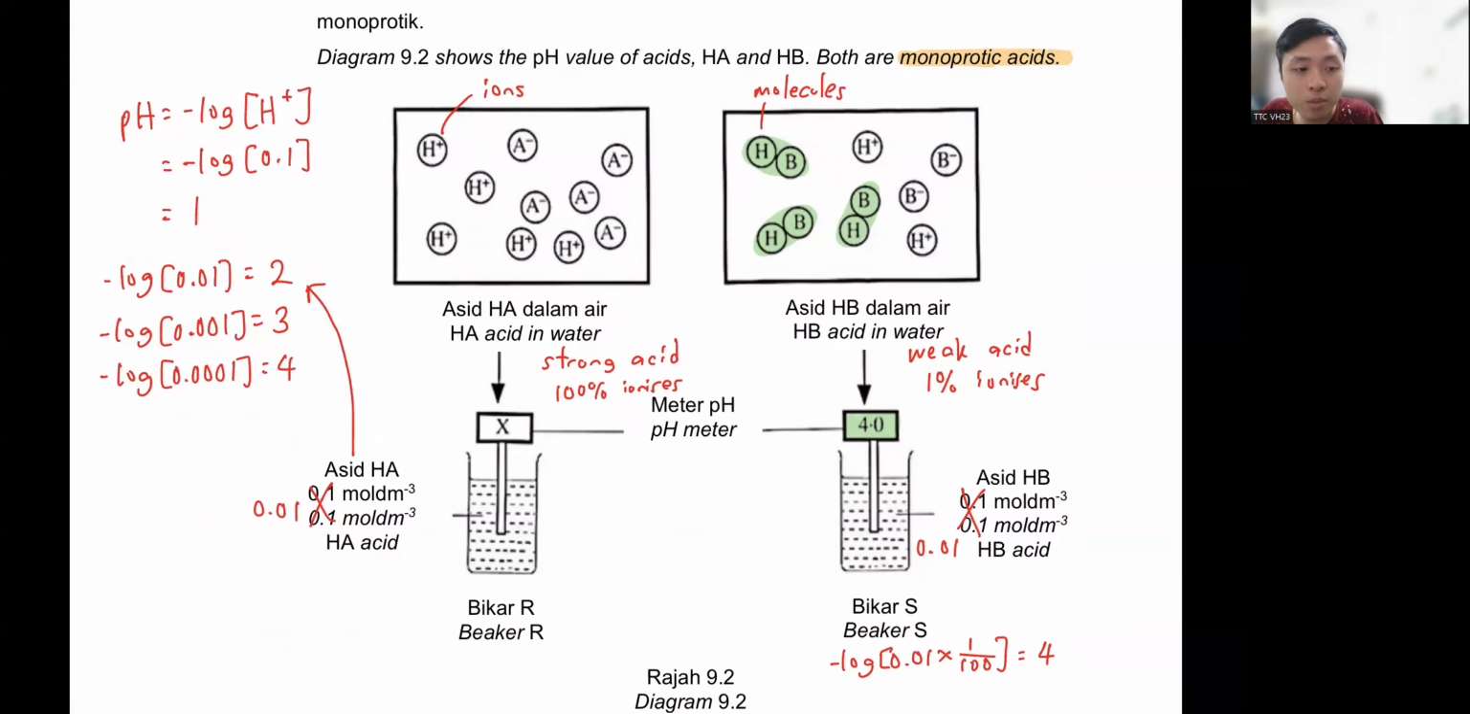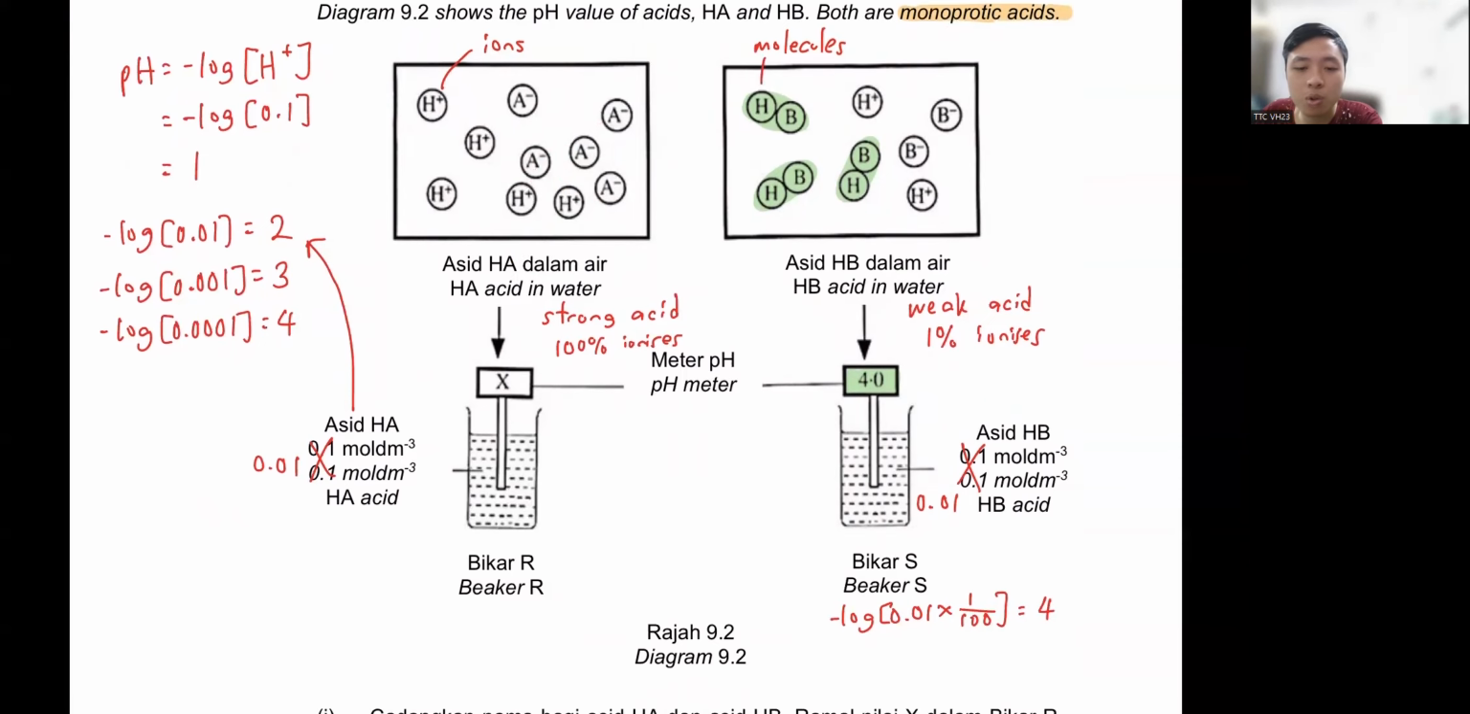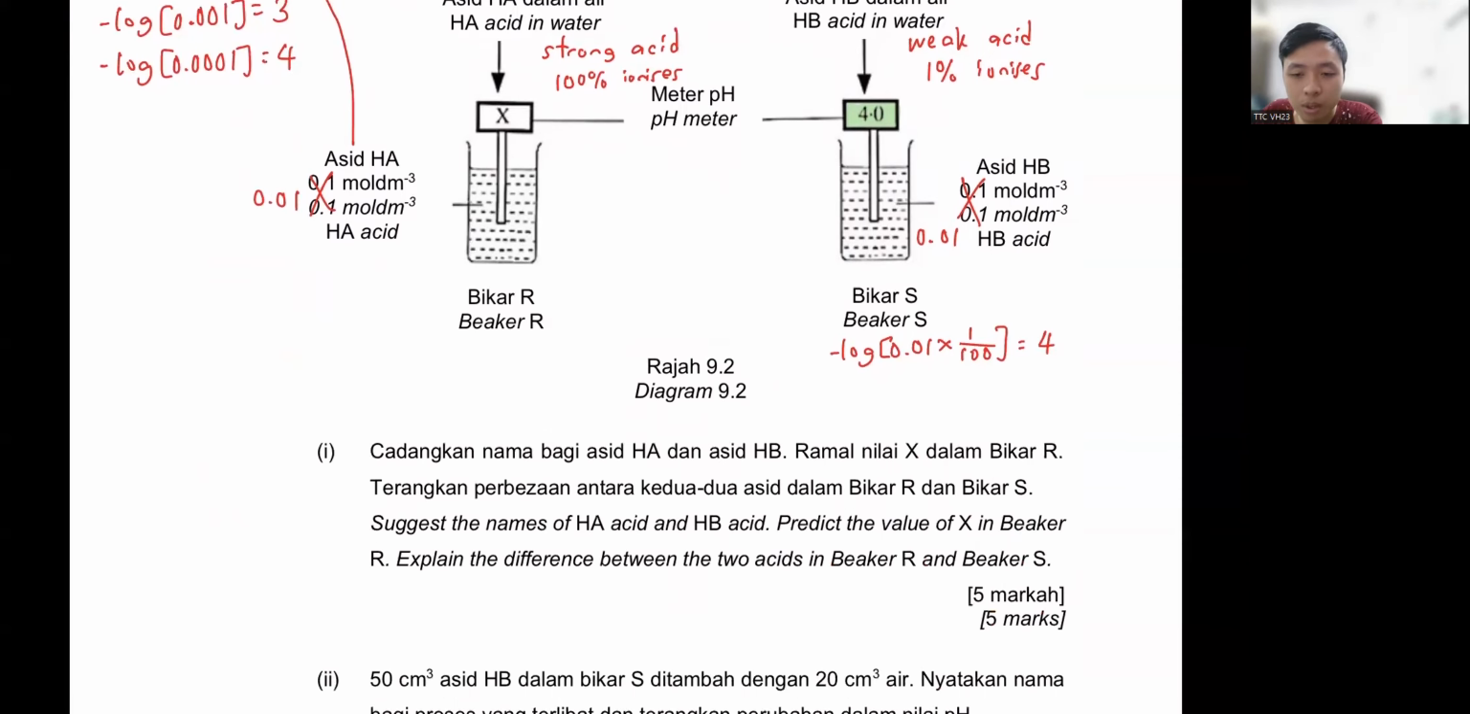HB is ethanoic acid. HA is not sulfuric acid, because they say mono, it's not diprotic. They say HA and HB both are monoprotic acids. You can suggest hydrochloric acid or nitric acid for this one, it can be HCl or HNO3. It cannot be sulfuric acid because they always mention monoprotic acid, so you would get the wrong answer. You can suggest the names.